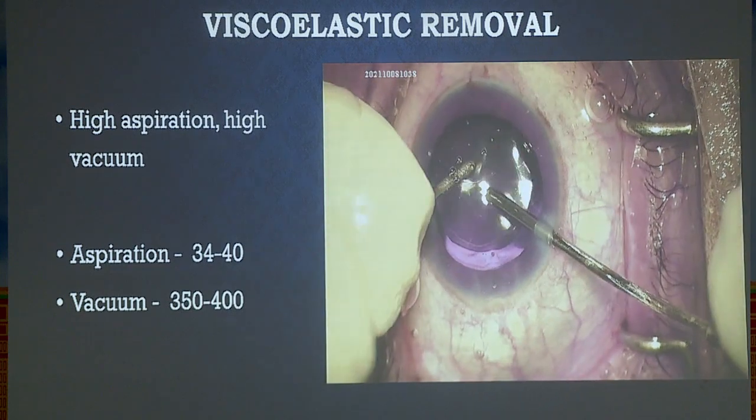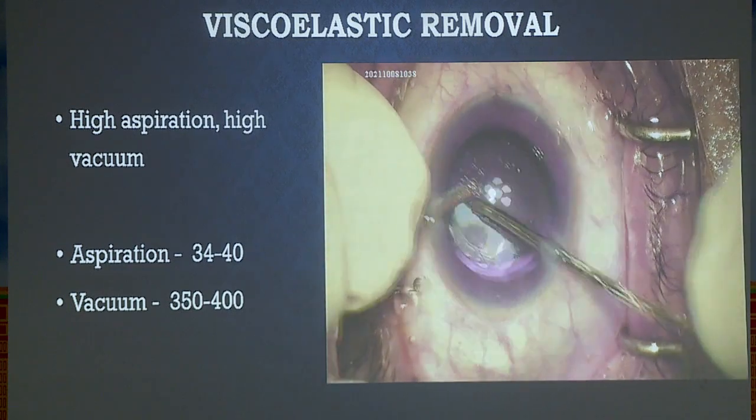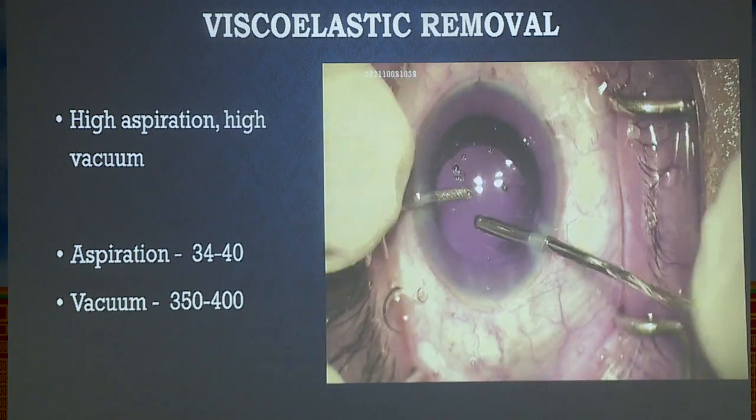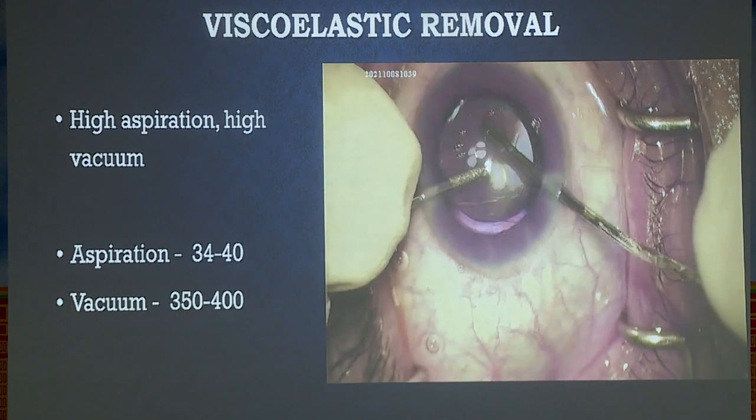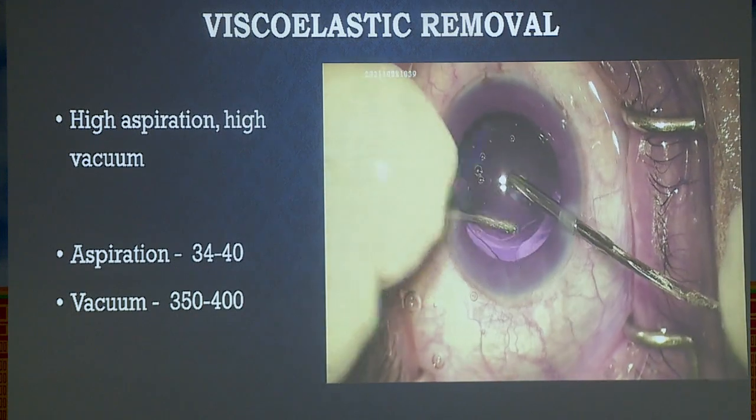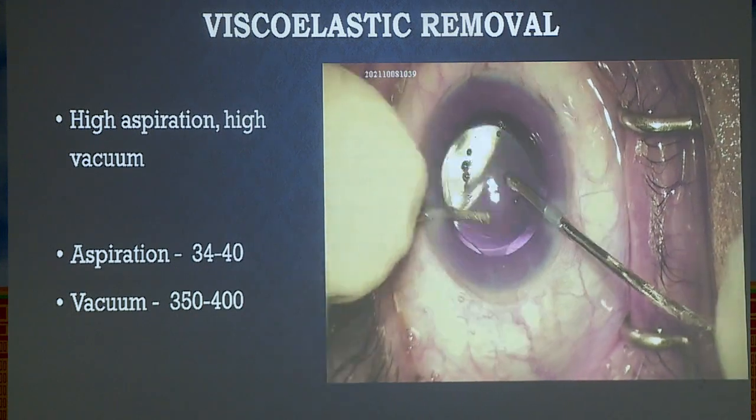In viscoelastic removal, high aspiration, high vacuum. Here I don't have any fear of the posterior capsule getting caught in the probe because the IOL is acting as a scaffold here. An aspiration of 34 to 40 and a vacuum of 350 to 400 can be used.